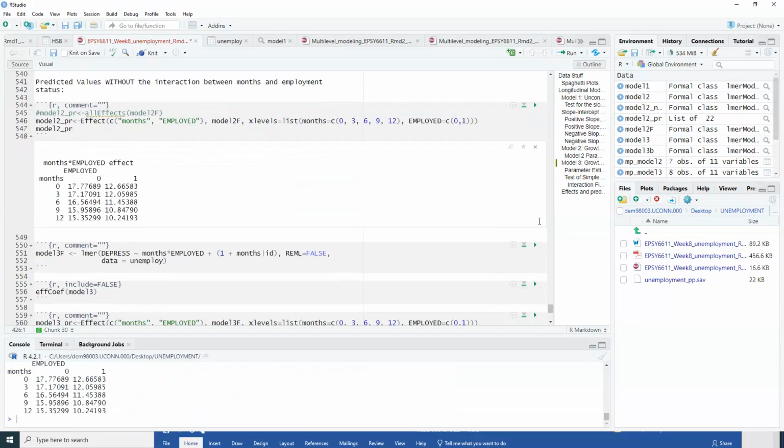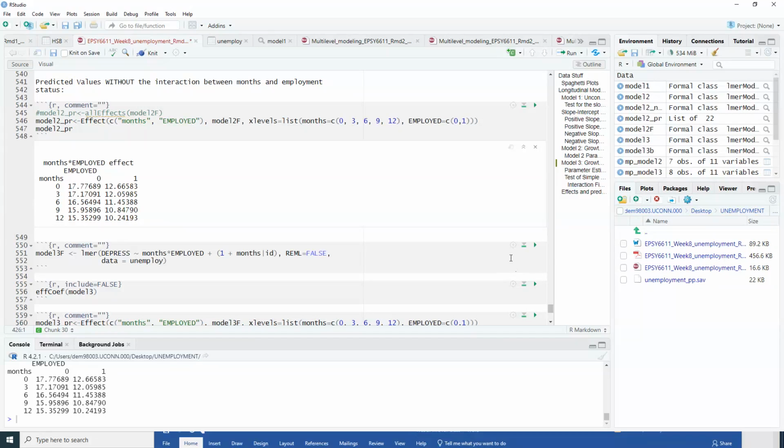Voila! Isn't this nice? Here are my predicted values, and then I can also graph this. You can see here's my predicted value at 0, 17.78 here, and then employed at that time. And then here are the predicted values at 3 months, 6 months, 9 months, at 12. And you can see that this gap stays the same. These look parallel. If I were to graph them, they would be parallel because I don't have the interaction.